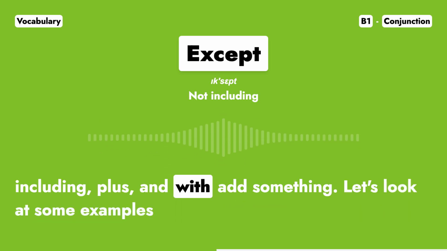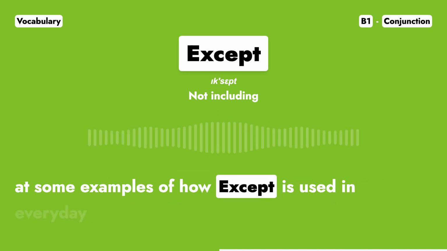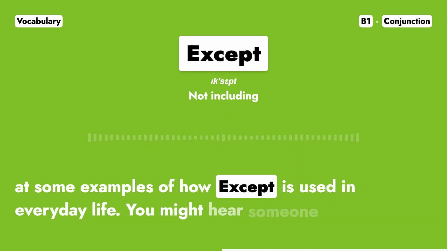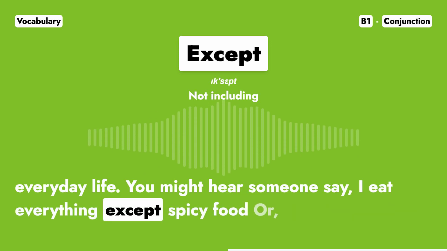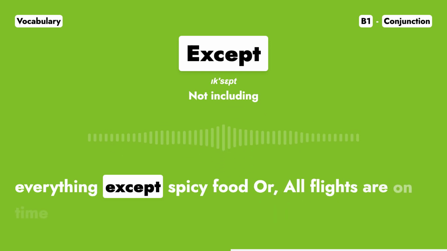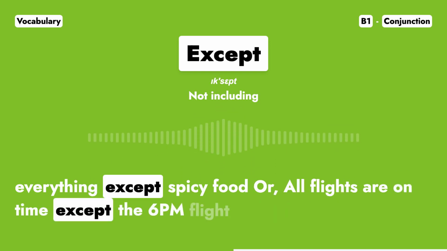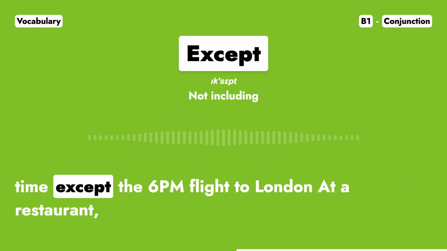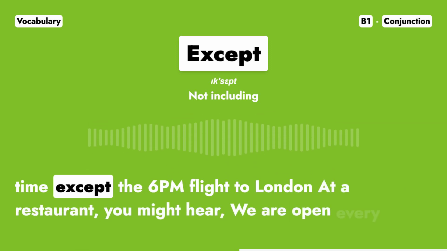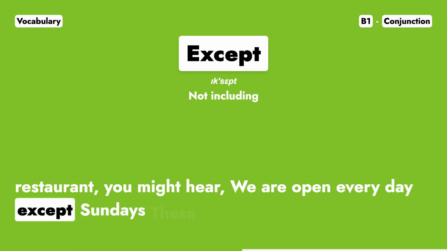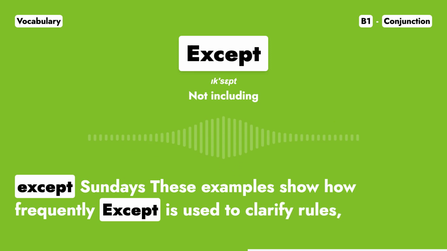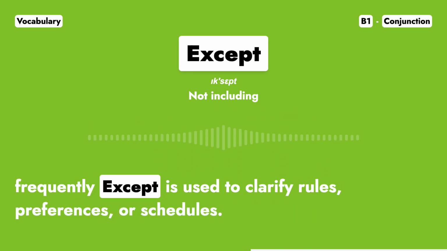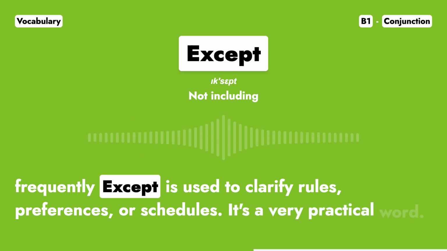Let's look at some examples of how accept is used in everyday life. You might hear someone say, I eat everything except spicy food. Or, all flights are on time except the 6 p.m. flight to London. At a restaurant, you might hear, we are open every day except Sundays. These examples show how frequently accept is used to clarify rules, preferences, or schedules. It's a very practical word.